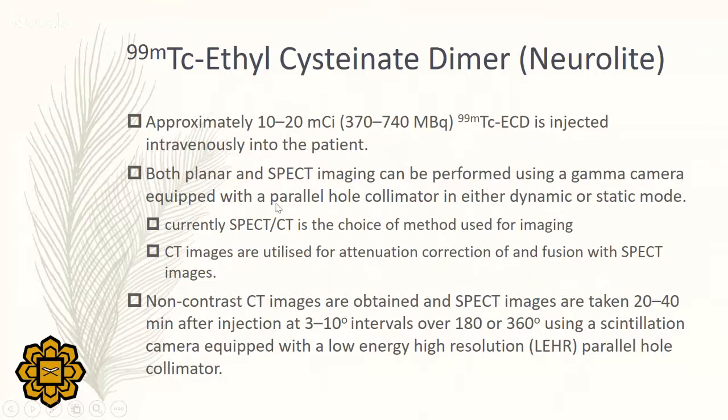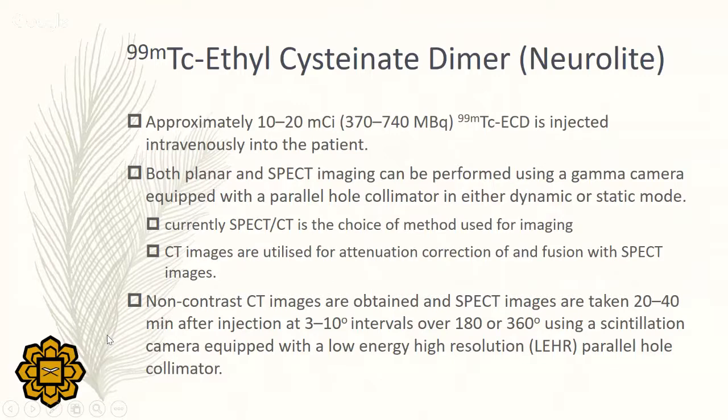For imaging, we use planar and SPECT imaging, which we perform with a gamma camera. The SPECT, I think you learned it with Dr. Utley before. A gamma camera is used, equipped with a parallel hole collimator, with a dynamic or static mode. Nowadays we don't use solely SPECT imaging; we use a combination of SPECT/CT. The CT images are utilized for attenuation correction and fusion with SPECT images, so you can do merged images using both SPECT and CT, which gives the anatomy of the tissues.